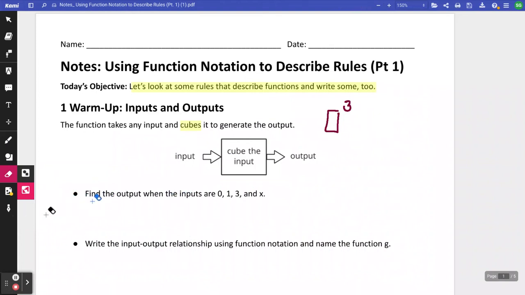For the first part, our goal is to find the output when the input is 0, when the input is 1, when it's 3, and then if it's an x. Go ahead, pause the video, because that's going to be the best way for you to get some practice and see where you're at. Pause the video and try this first question here, and then press play once you've got some answers.